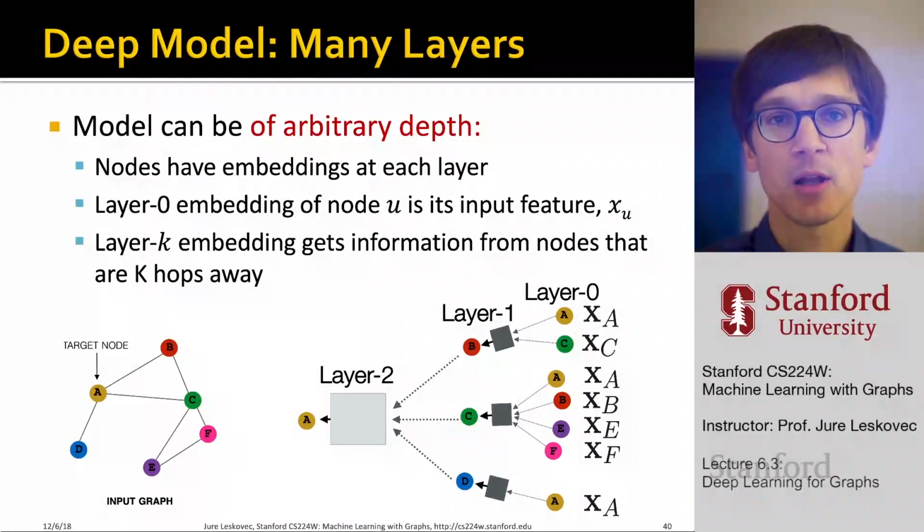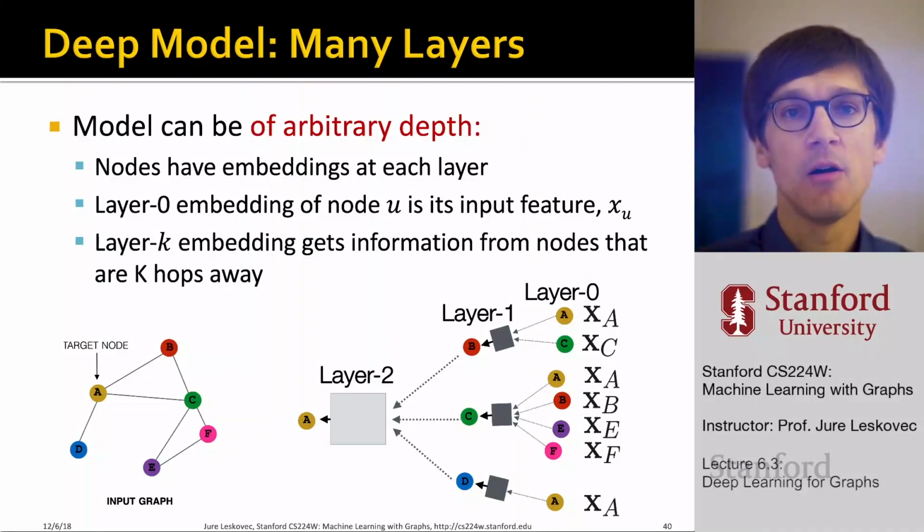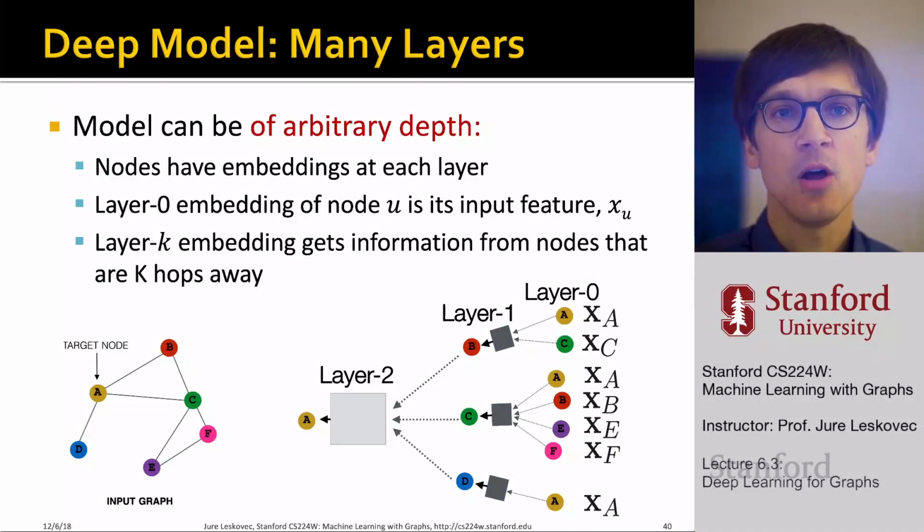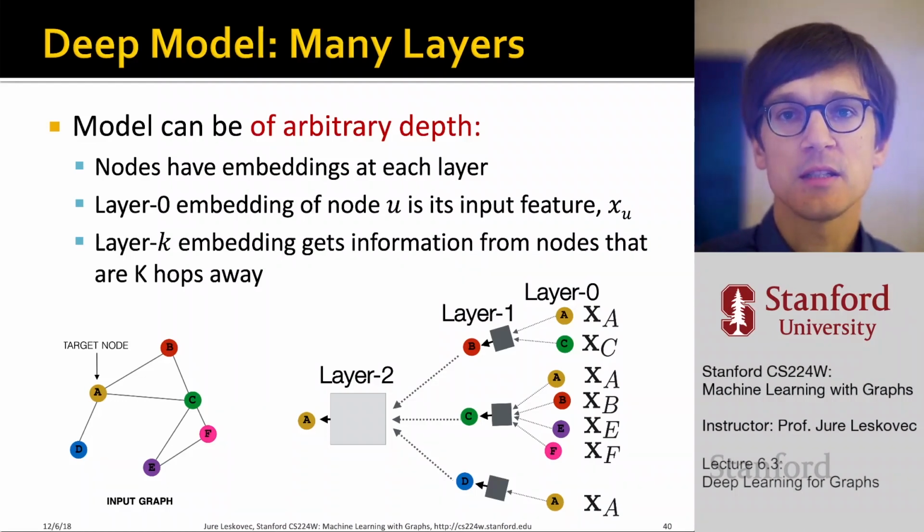So now, how does this work as we have multiple layers, right? The point is that the model can be of arbitrary depth. We can create an arbitrary number of layers. And nodes have embeddings at each layer, and the embedding at layer 0 of a given node is simply initialized as its input features x. And then the layer K embedding gets information from nodes that are K hops away, right?